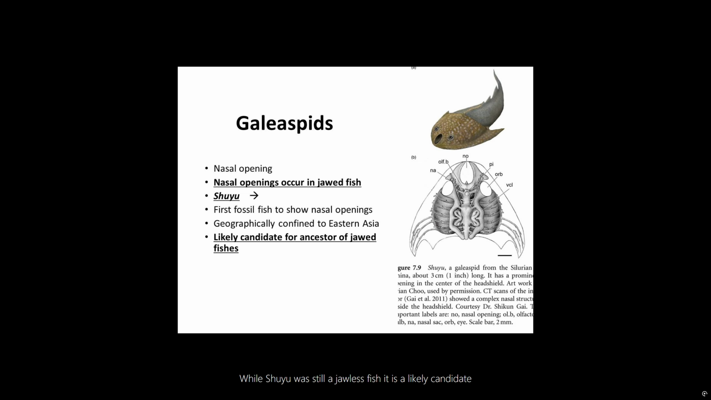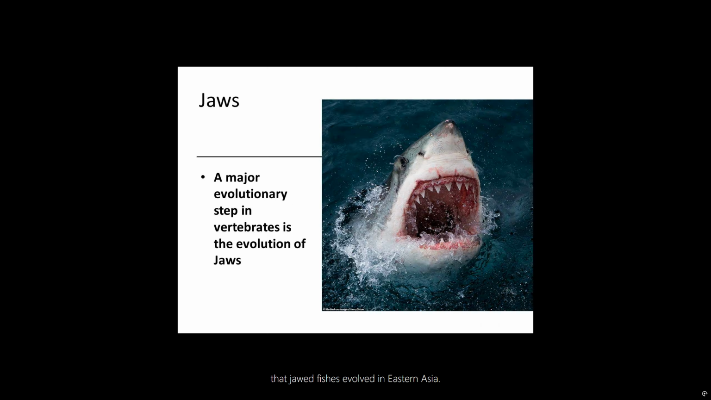While Shuyu was still a jawless fish, it is a likely candidate for an ancestor of jawed fish, a transitional species, if you will. They were geographically confined to Eastern Asia, which may also suggest that jawed fishes evolved in Eastern Asia. The evolution of jaws is a major evolutionary step for all vertebrates, and it first appears in fish.